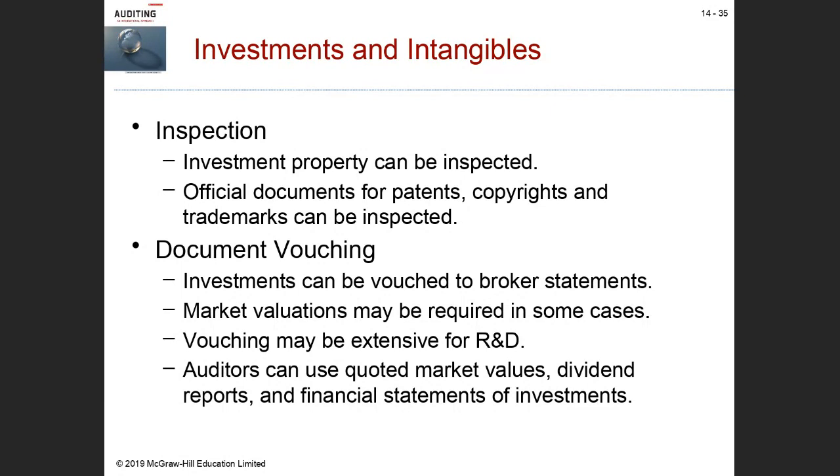Also, of course, if you have long-term investments which are being accounted for by the equity method or consolidation, you want to be able to look at financial statements for those companies to determine, is there an impairment required or not? If a company is losing a lot of money, maybe there's actually been an impairment that needs to be reflected in your client's financial statements.